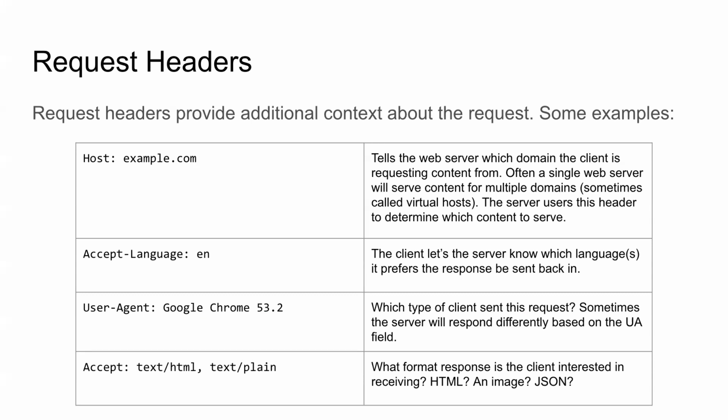Request headers provide additional context about the requests. Some examples are host, which is example.com, and that tells the web server the domain the client is requesting the content from. Often a single web server will serve content from multiple domains, sometimes called virtual hosts. The server uses this header to determine which content to serve.